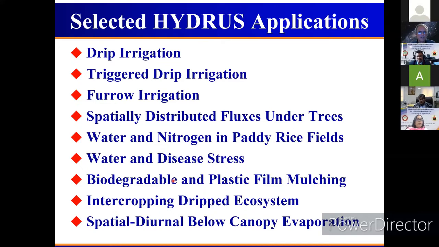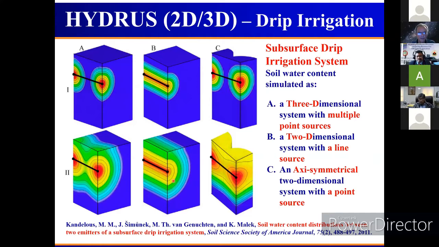Okay, so first, this slide shows a very typical application in Hydrus software, which is the subsurface drip irrigation. We published this paper about 10 years ago, in which we showed that the subsurface drip irrigation can be modeled in many different ways. It can be modeled as a three-dimensional system with multiple point sources. It can be modeled as a two-dimensional system, assuming that the drip line is a line source. And it can be solved also as an axisymmetrical 2D system, where we assume that there is symmetry around the vertical axis. And in this paper, we discuss when these particular approaches are applicable or should be used.